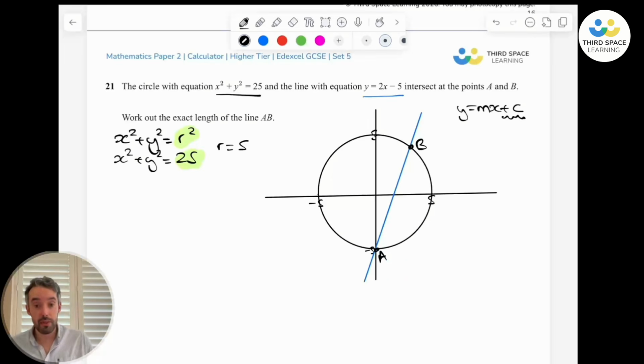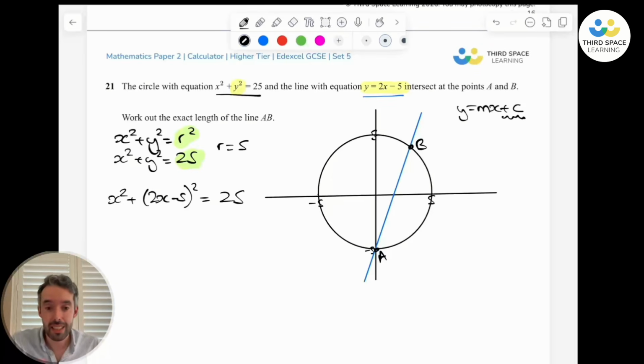And I want to work out the length of that line. So I'm going to need to know what those coordinates are. So how to do that? Well, I can solve these equations simultaneously. I'm going to substitute this one into here. So we're going to have x squared plus y squared, which is 2x minus 5 all squared, equals 25.